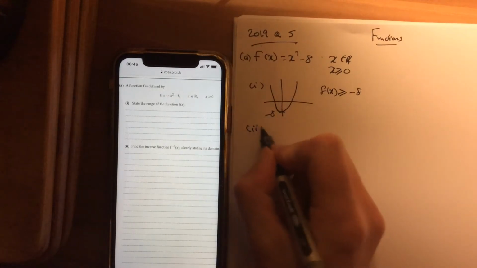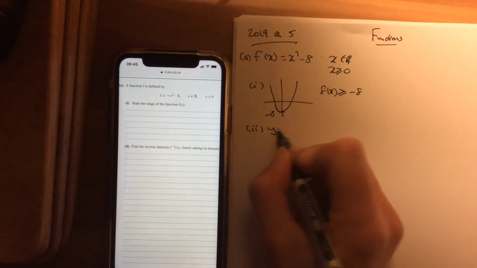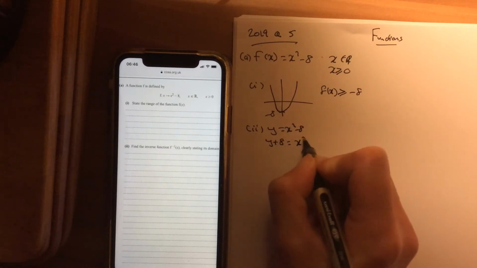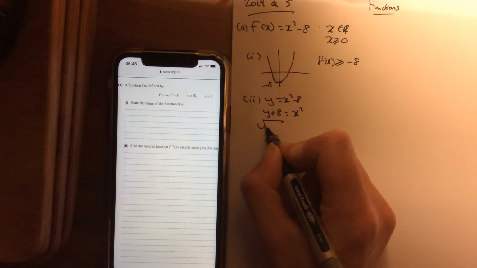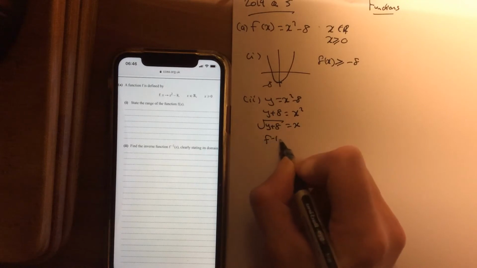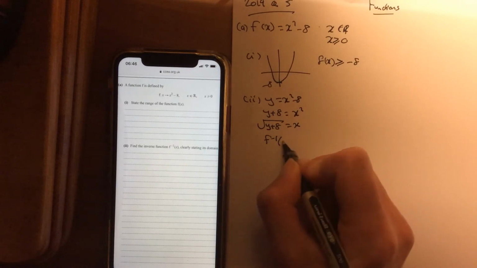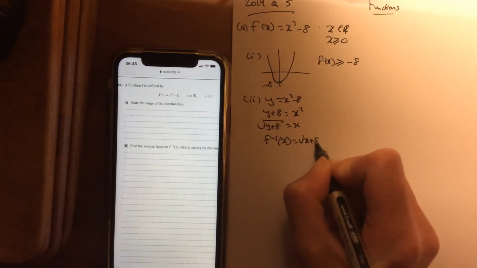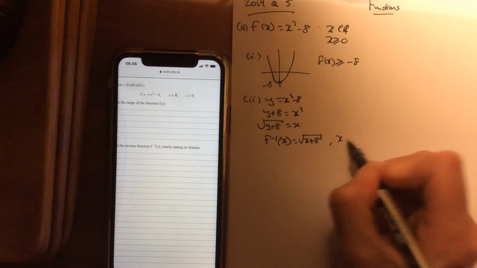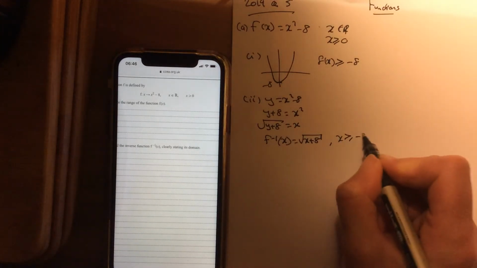Part 2. Find the inverse function. So you set y equals, rearrange it to get x equals. But when you're bringing the square root over, you just have the positive square root because an inverse function only exists for a one-to-one function. Replace x with f minus 1 of x. Replace y with x plus 8. And then it says, state the domain. The domain of this is the range of the original function.